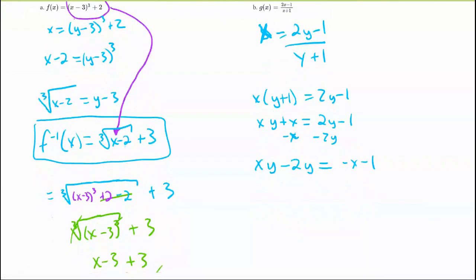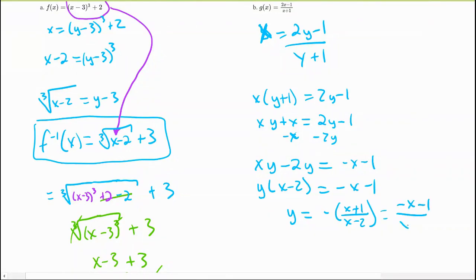Now my greatest common factor here is y. So I got y times x minus 2 equals negative x minus 1. And now I'm going to divide both sides. So I'm going to pull the negative to the outside here: negative x plus 1 over x minus 2. Now again, I could leave it as just negative x minus 1 over x minus 2. Either one really works. It doesn't really matter. I just think this one looks nicer.